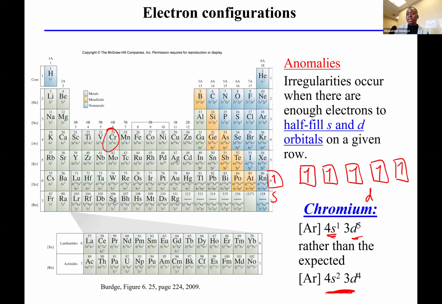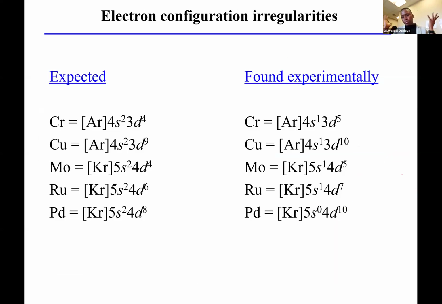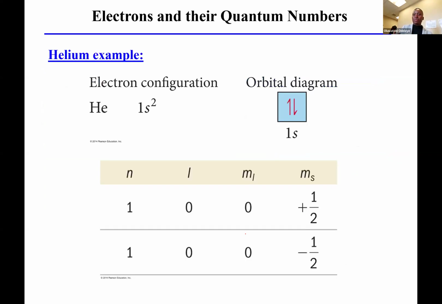So these are irregularities that you are responsible for, and these are the irregularities, right? So chromium, copper, molybdenum, Ru, and then Pd. Okay, these are the ones that I would typically expect. This is what I would usually test on. These ones we don't see too much of. Okay, here's a way that I would write this out.